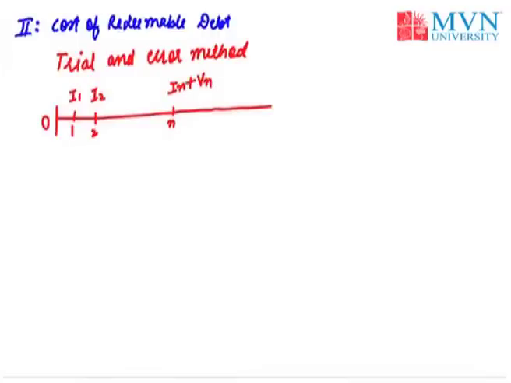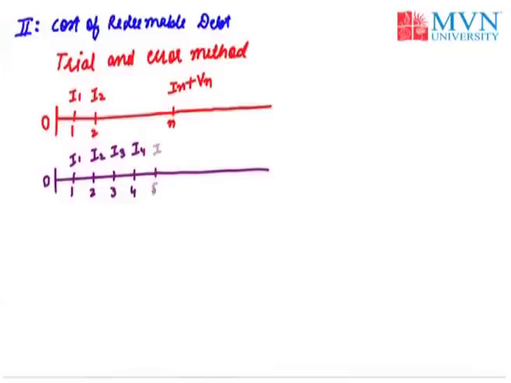Suppose the debt is going to be redeemed after, say, 5 years and the investor is going to earn the same rate of interest for the next 5 years. Then it is going to look like this on the number line: I1 for the first year, I2 for the second year, I3 for the third year, I4 for the fourth year, and likewise I5 for the fifth year. But in the fifth year, the debt is going to get redeemed. Therefore, we are adding a value of V5 for the fifth year.